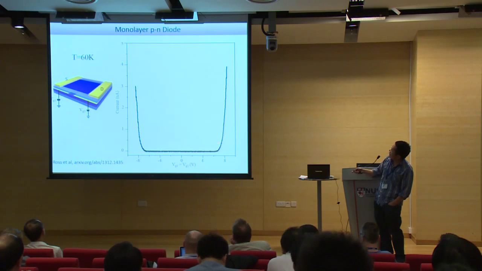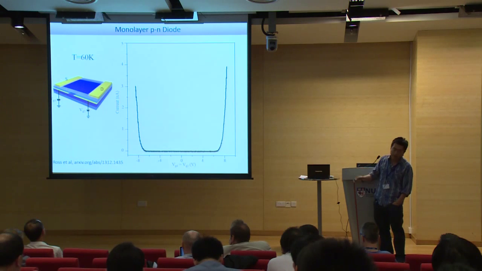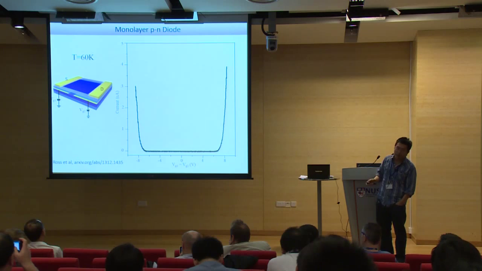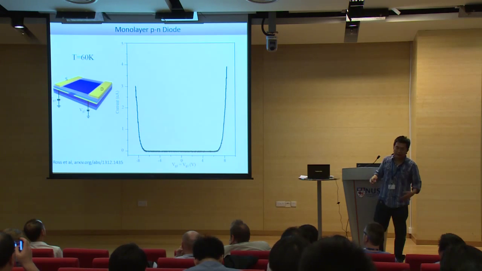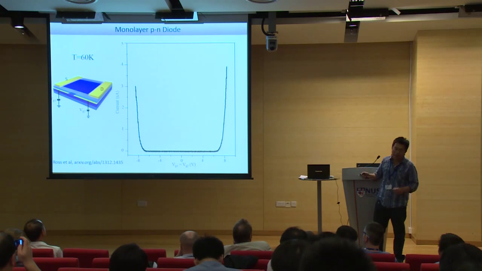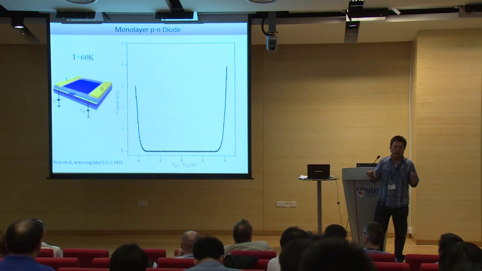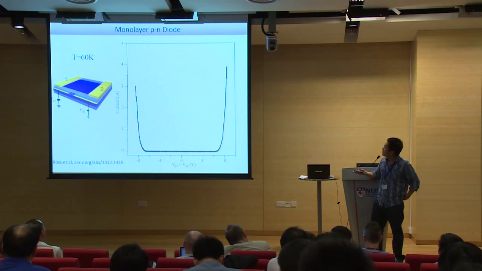So we can see that we can inject electrons or inject holes into the system. So we can realize these ambipolar injections at the low temperature, 60 Kelvin. We are pretty happy about this data, even though it's still not the perfect contact, but at least we realize the efficient injection of electrons and holes simultaneously at the low temperature.